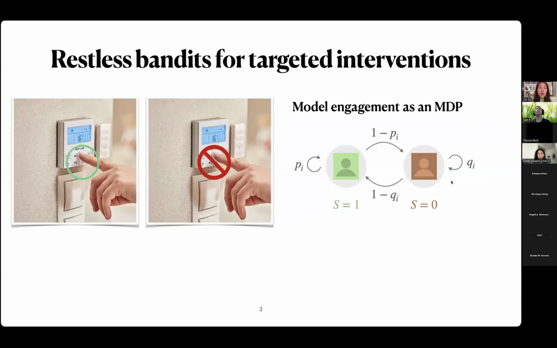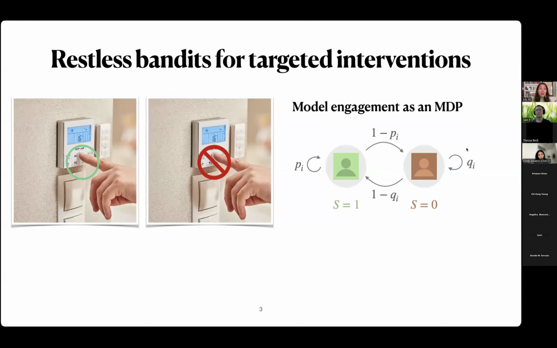And we can also intervene on them. If we send a targeted reminder, for example, to that individual, they are much more likely to go back to that schedule if they are in the non-engaging state, or if they are still in the engaging state, they are much more likely to remain in that engaging state if we take that action. But the challenge is we only have a limited number of actions that we can take. We can only intervene on so many individuals. So figuring out who to best intervene on is our challenge.